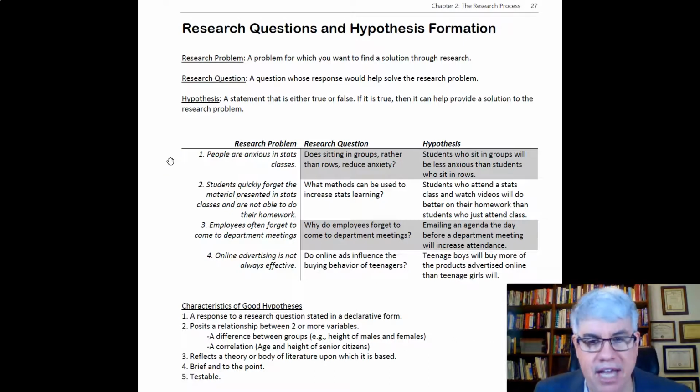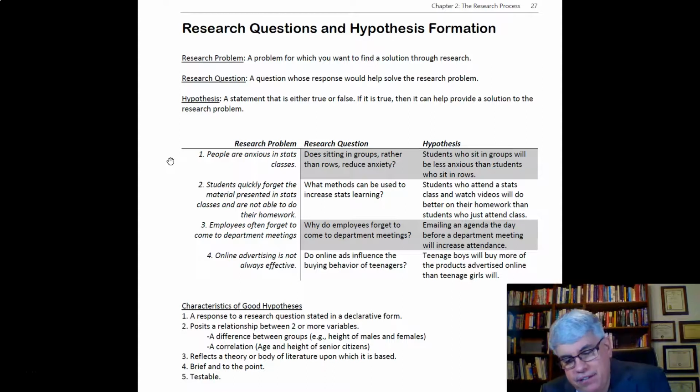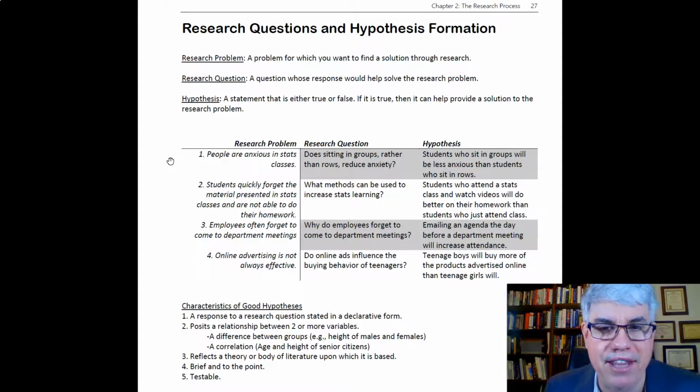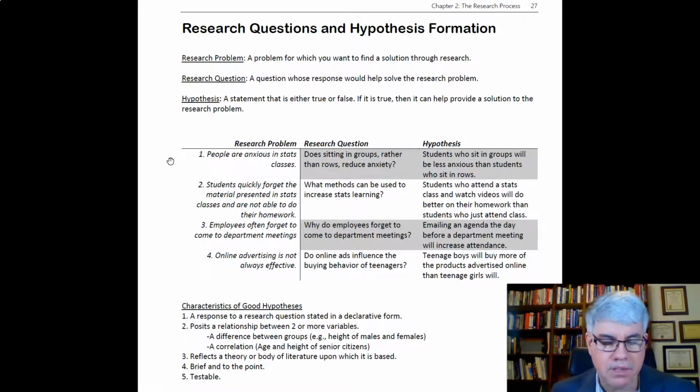People are anxious in stats classes. I teach stats several times a year, and people tend to be really afraid in stats class. And when you're afraid, you're kind of defensive, you're a little closed-minded, and you're not too happy. That's something that I want to reduce. I don't want people to be anxious. So that's my research problem, that people are anxious in stats classes.